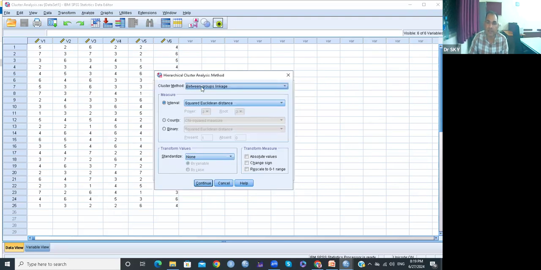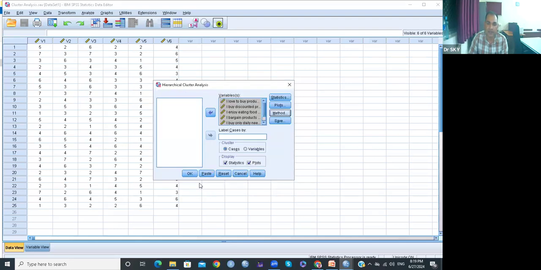So you can see between-groups linkage, or you can use the Ward's method and squared Euclidean distance, or you can use Euclidean distance. Standardization is already given there. Say we need the plot as well as statistics. So just click on OK.